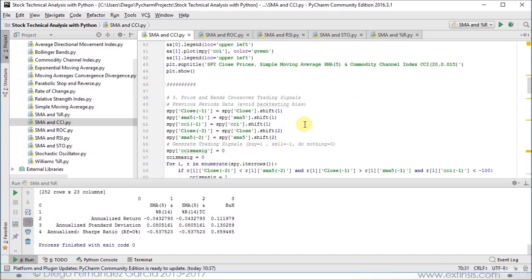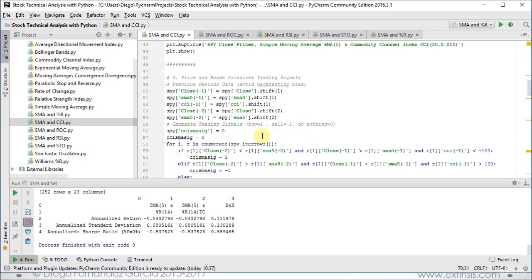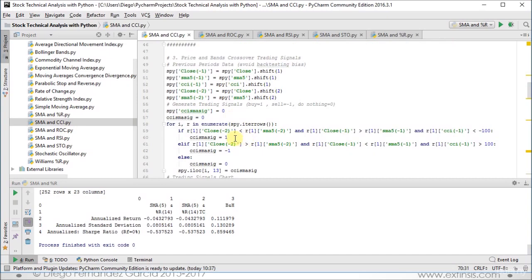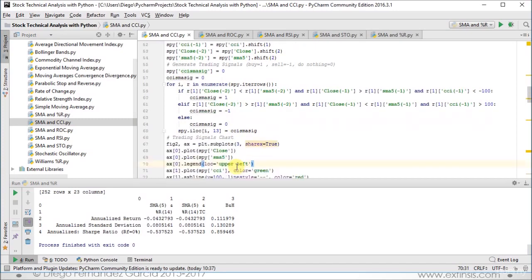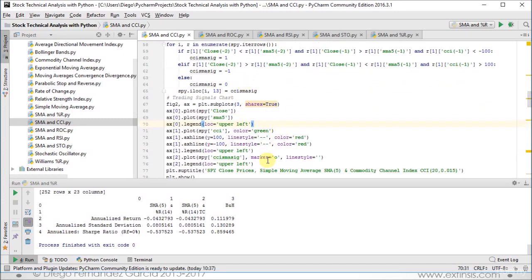Then we calculate, as here, price and bands crossover type of trading signals using previous periods' data to avoid backtesting bias. Here we have trading signals buy equals 1, sell -1, do nothing equals 0, which are calculated within a for loop. In the first conditional, we have our buy signal, which as you might remember was a price crossover that needed to be confirmed by a corresponding oversold area within our oscillator. Then we had in the second conditional a sell signal, which again was a price crossover that needed to be confirmed with our overbought area in our corresponding oscillator, and if not, we had 0, which was do nothing. Then we performed our corresponding charting of trading signals.